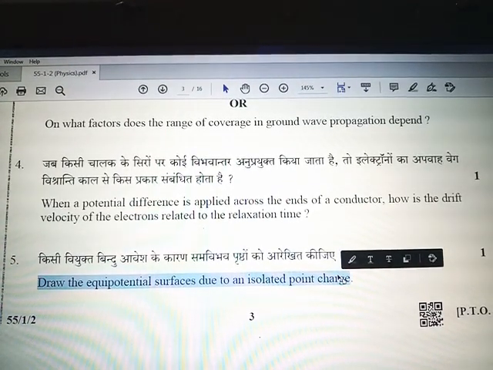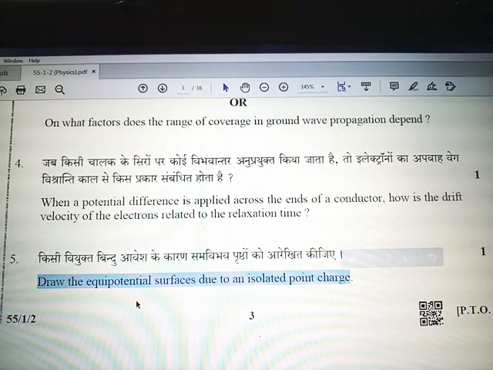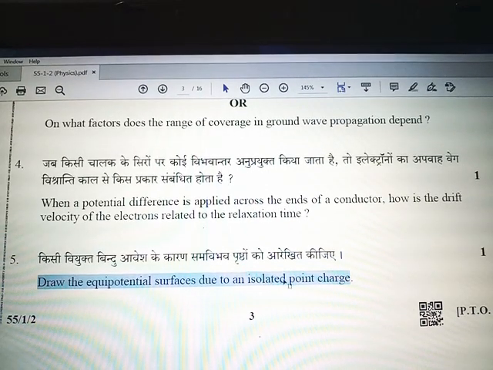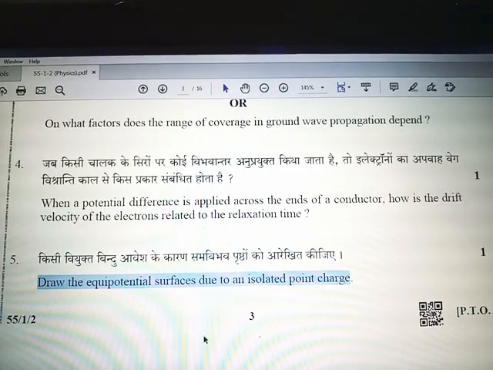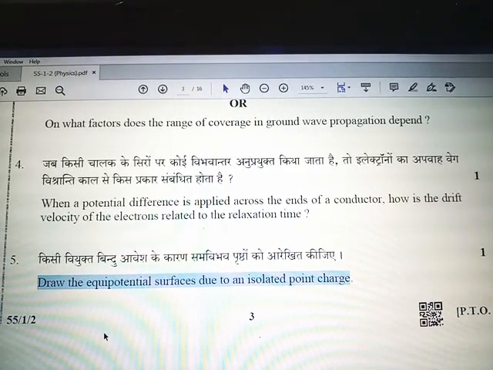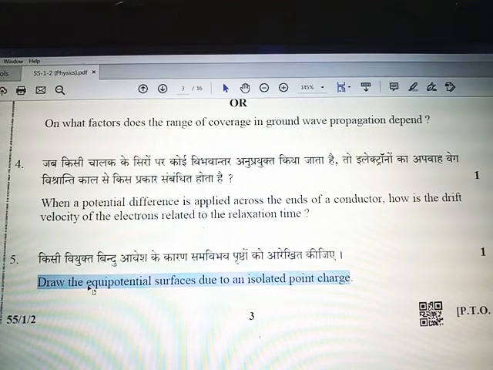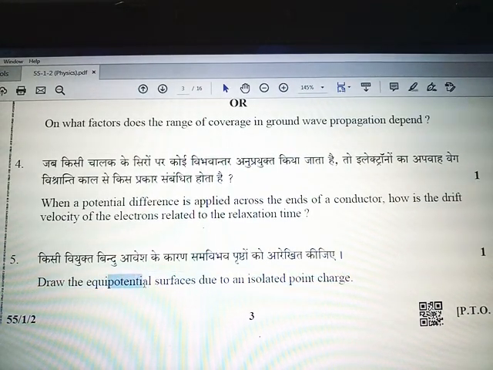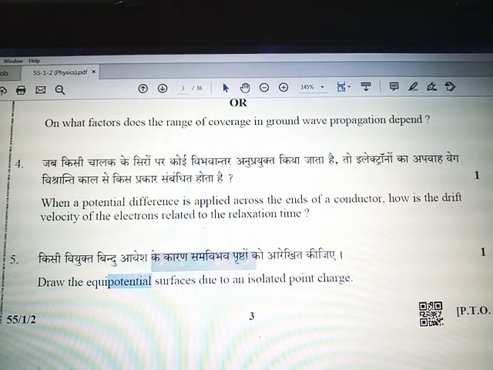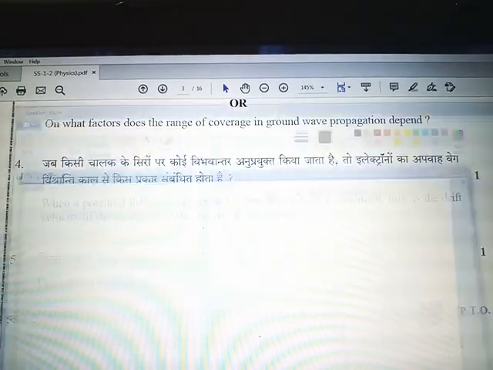Write down the next question. That is, draw the equipotential surface due to an isolated point charge. Isolated point charge, a single point charge, right? How will the equipotential surface look? Equipotential is a new word for you, but potential is not a new word for you, right? We can find this equipotential surface.